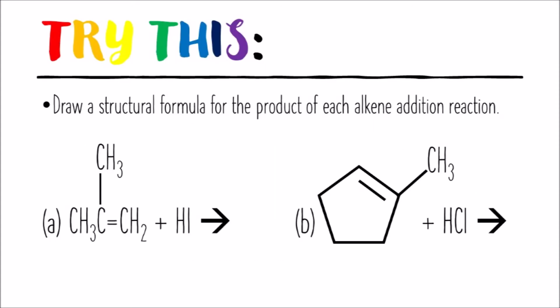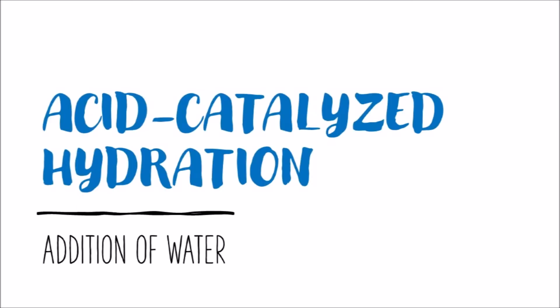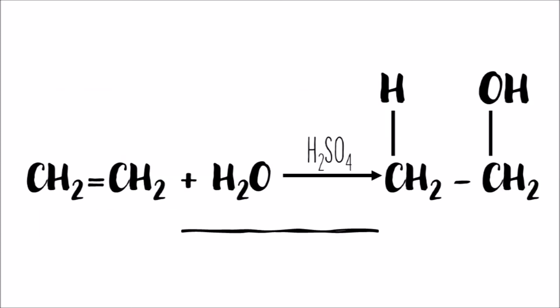Now pause the video and try solving these problems. Next we have acid catalyzed hydration. This type of reaction uses concentrated sulfuric acid as catalyst, and water adds to the carbon-carbon double bond of an alkene to give an alcohol, just like in this given equation involving ethylene.